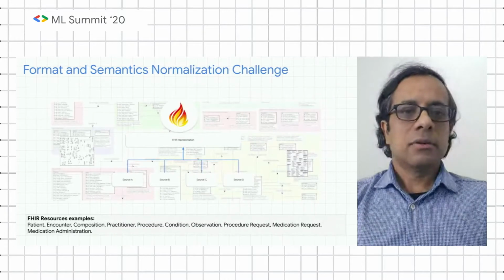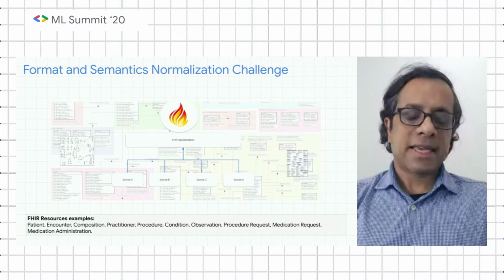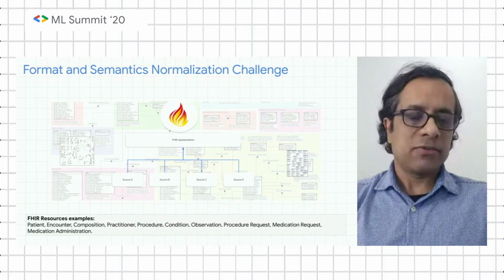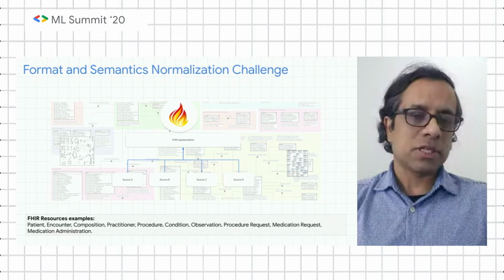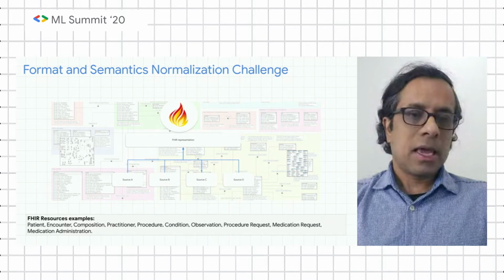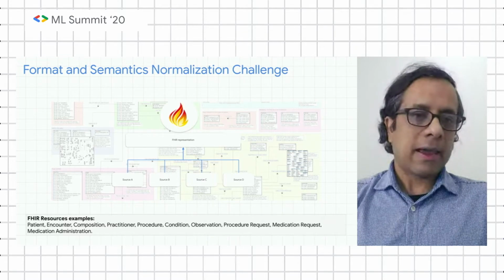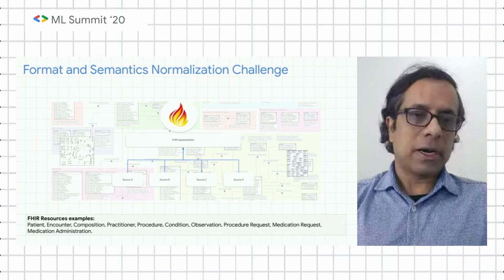So now let's discuss some of the normalization techniques that you might need to employ. In some of these cases, the normalization might be done as a part of the data warehouse. But if it is not done, then you have to do that as a part of your machine learning data processing work. So for example, here I'm showing you a data model that is standardized by HL7.